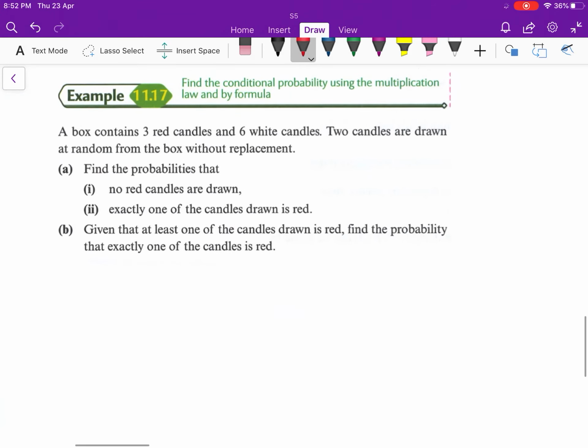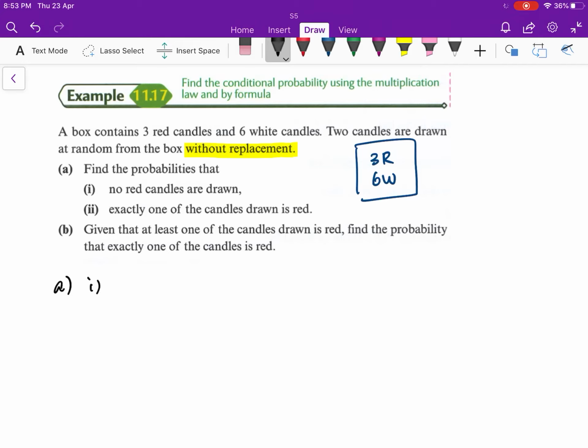Then let's do one example to become familiar with it. Take a look at example 11.17. A box contains 3 red candles and 6 white candles. So you just mark it down: 3 red and 6 white in a box. Now 2 candles are drawn at random from the box without replacement. Without replacement means you won't put it back, so the total number will be decreasing.